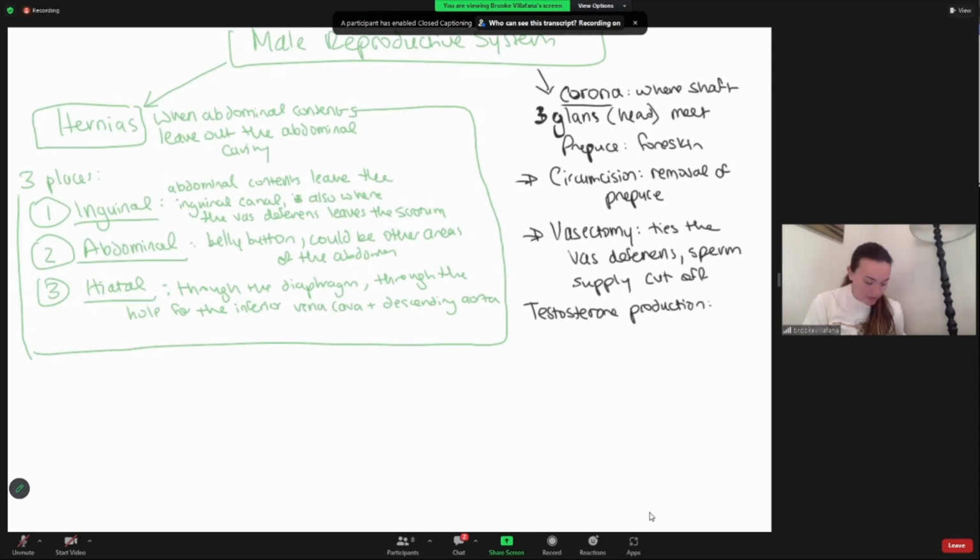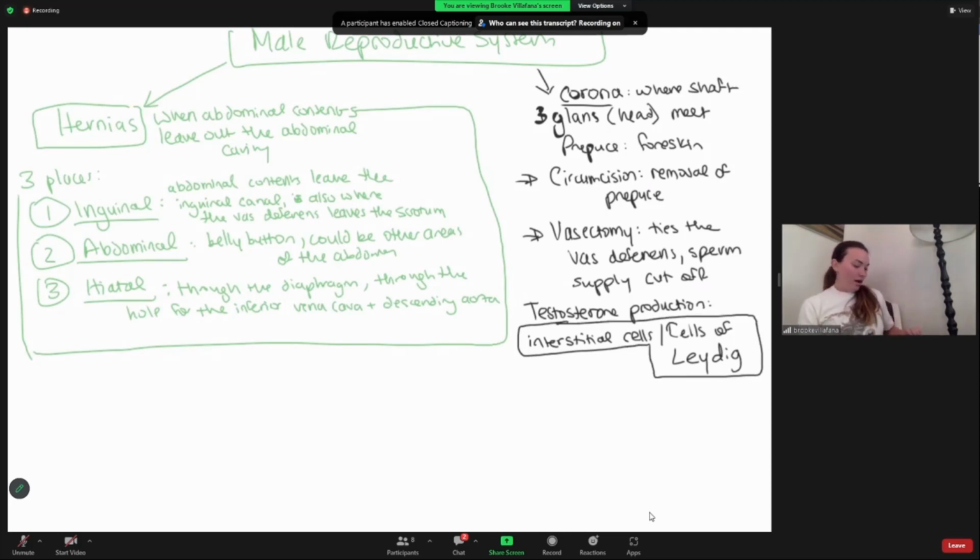The reason is that testosterone production is governed by interstitial cells, called cells of Leydig. Cells of Leydig produce testosterone, and they are located inside the testes. The vas deferens is just a tube, so you would still have testosterone if you had a vasectomy. So cells of Leydig produce testosterone. That could be on your test.